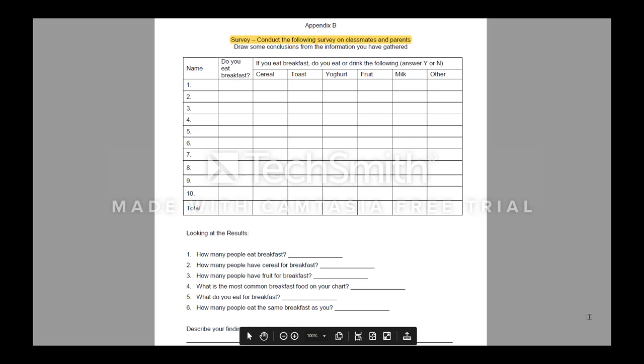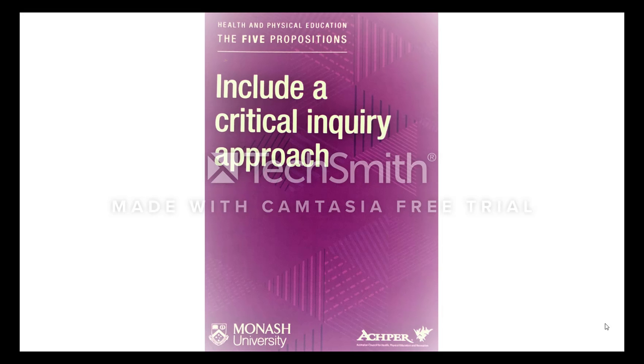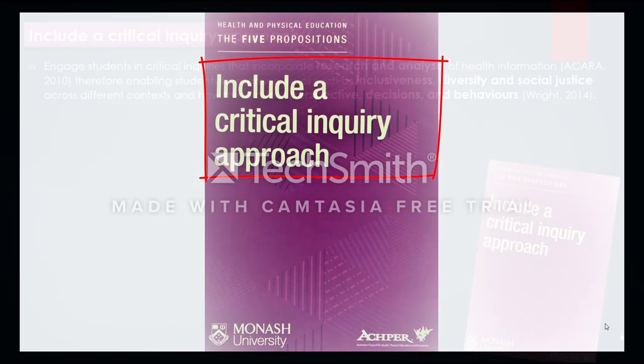What influences change perspectives of healthy food? And why do students make certain food choices? The second proposition I used to critique this resource is include a critical inquiry approach.